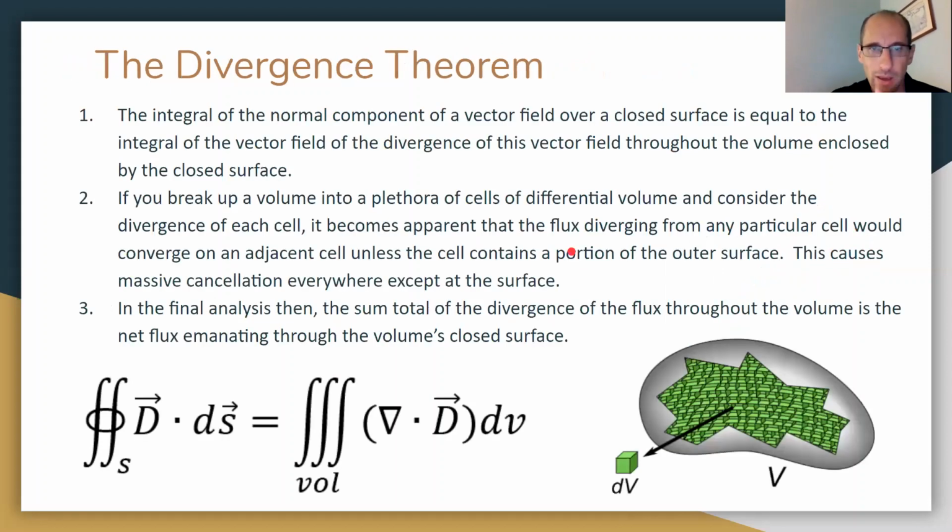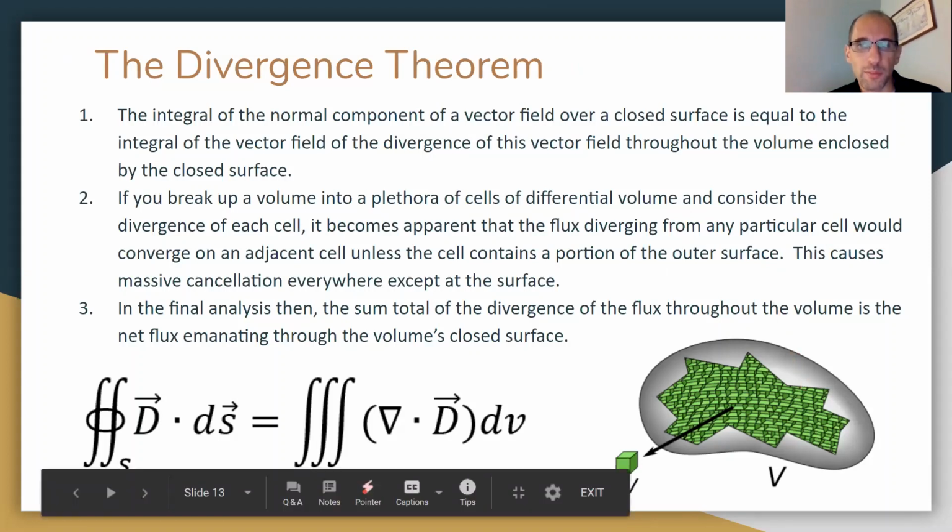Okay, so now we have the divergence theorem, and this is a big deal. The divergence theorem says that the integral of the normal component of a vector field over a closed surface is equal to the integral of the divergence of this vector field throughout the volume enclosed by the closed surface. Okay, what does that mean? That's important. But conceptually, this is not too difficult once you think about it for a little bit.